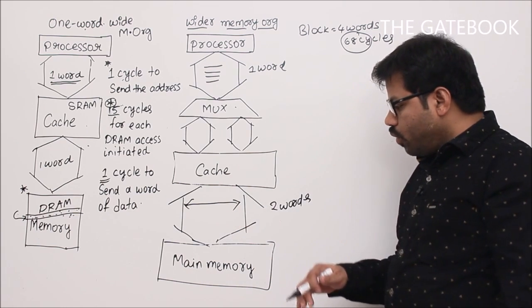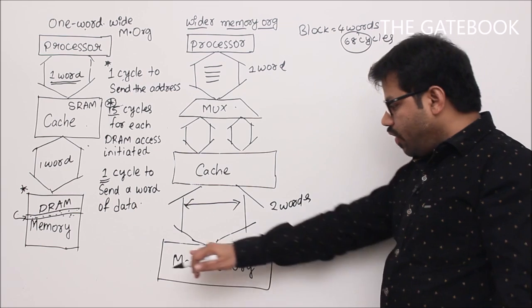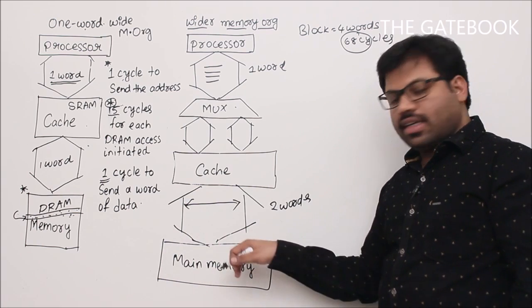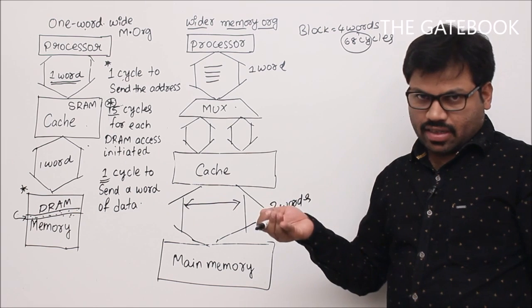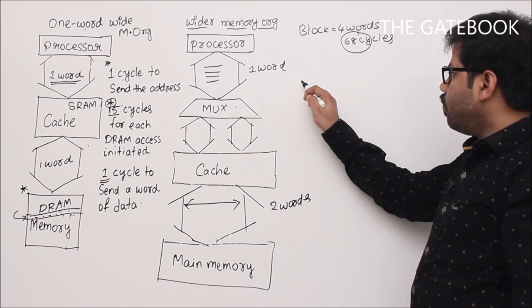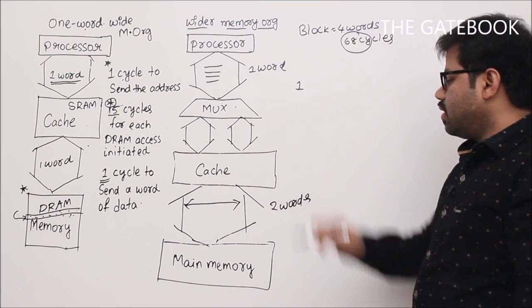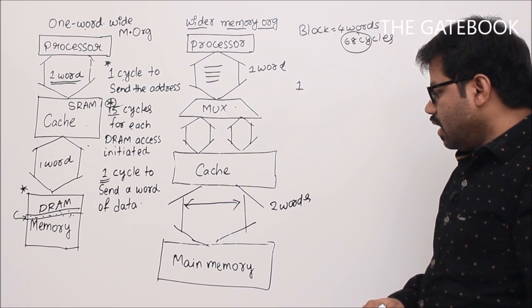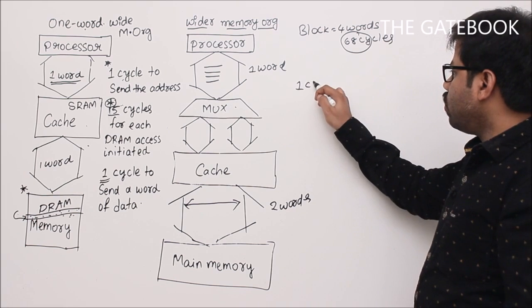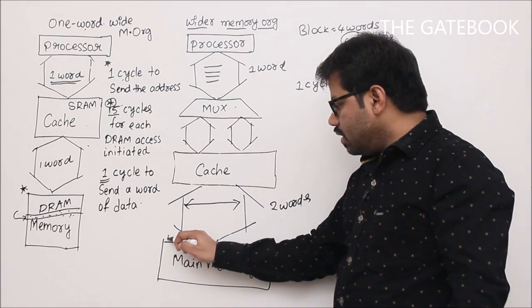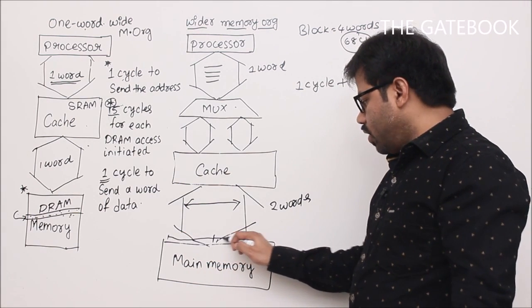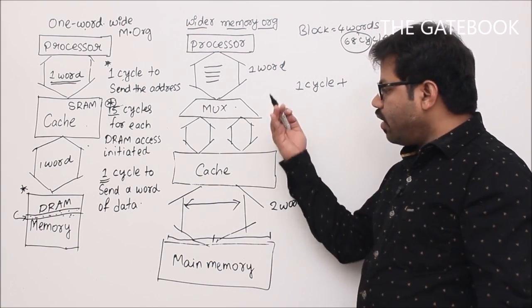So what we are going to do is, now we will be specifying the address. Once we specify the address, then 2 words can be taken at a time. Understand? So first we specify the address. Once we specify the address, how much time does it take? 1 cycle to specify the address. Whenever you specify the address, then the corresponding 2 words will be given to you.